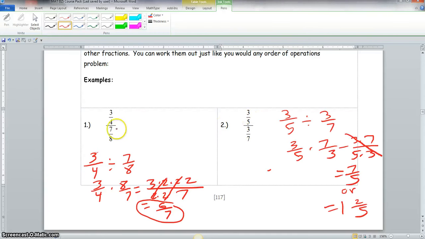Finally, number 2 is just like number 1. We'll take the first fraction divided by this second fraction here. Then we will change it to multiplication. First fraction stays the same, division becomes multiplication, and take the reciprocal. We have all prime numbers here, so we had 3 times 7, 5 times 3. These 3's simplify out, and you're left with 7/5.